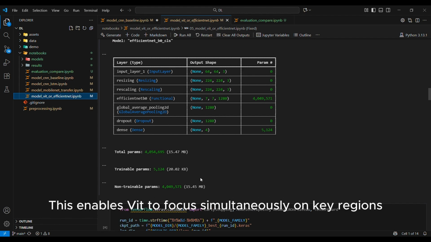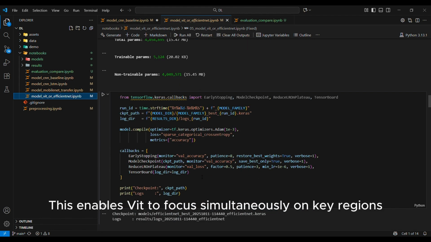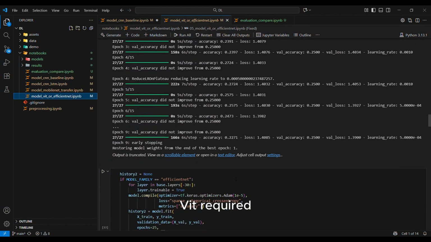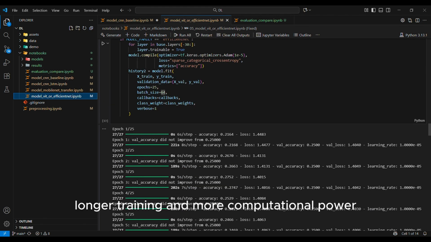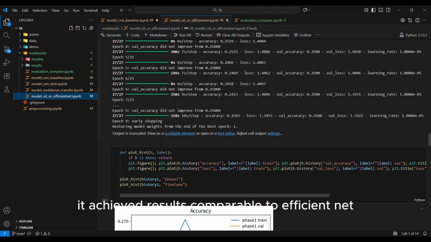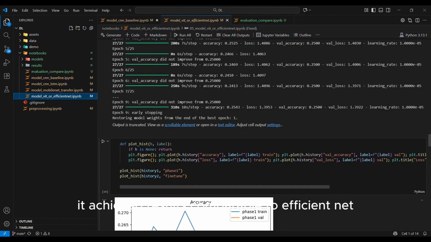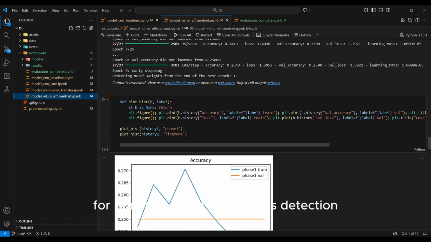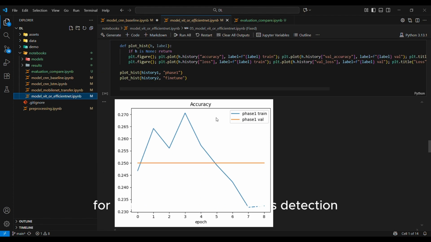This enables ViT to focus simultaneously on key regions like the eyes and mouth, although ViT required longer training and more computational power. It achieved results comparable to EfficientNet, confirming that attention-based architectures are effective for facial state recognition. Together, EfficientNet B0 and ViT demonstrated state-of-the-art performance, balancing scalability and adaptability for real-time driver drowsiness detection.